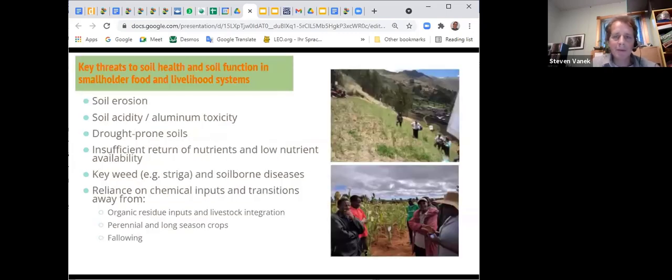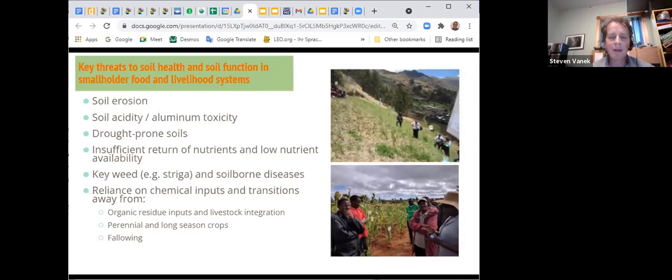Just to quickly, many of us have seen lists like this. What are the limitations? What are the challenges around soil health, especially in smallholder farming systems in tropical areas? I would just highlight a few of these. This idea of returning nutrients and regenerating soils, that's a big one for me. Many people are focusing also on weeds and soil-borne diseases, especially in more intensive cultivation.